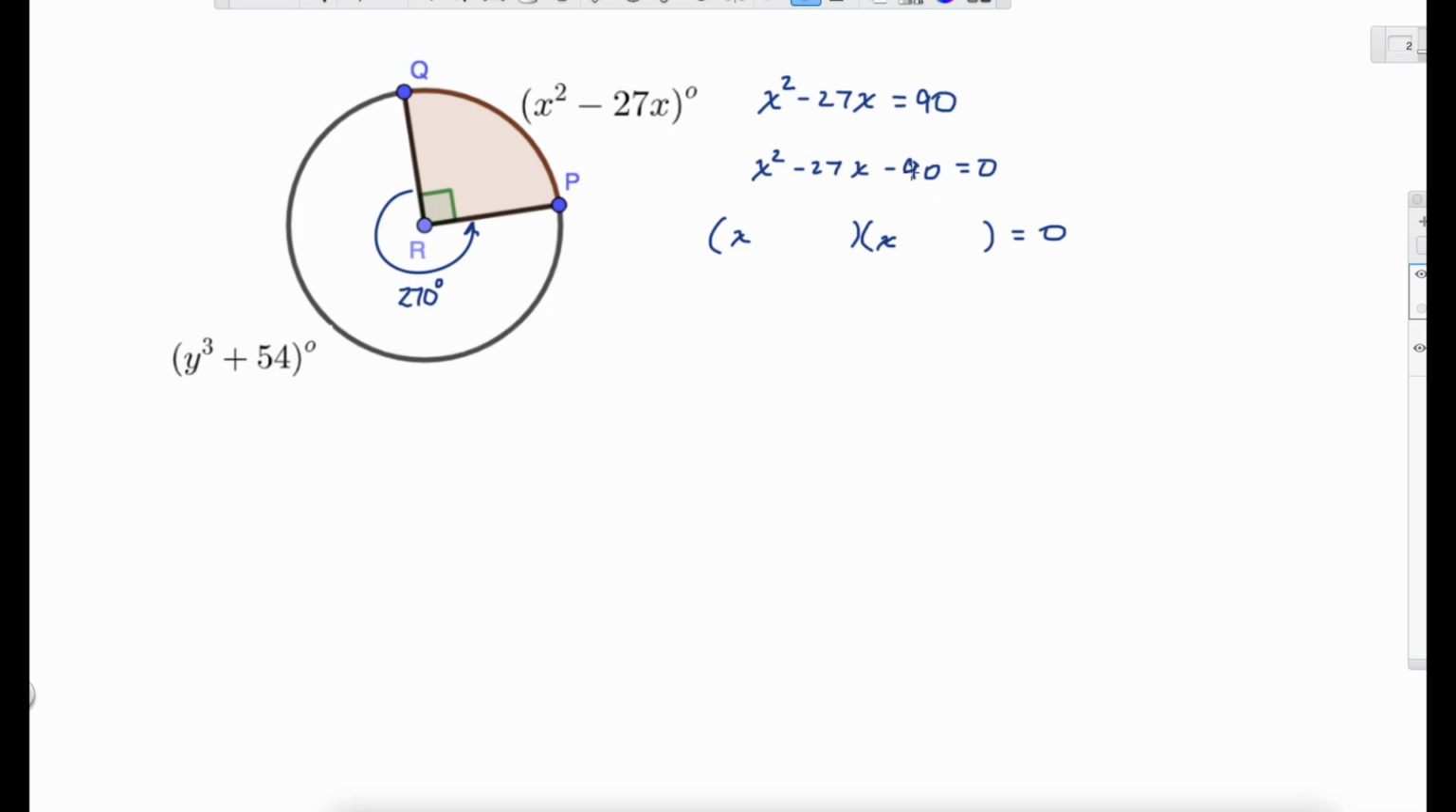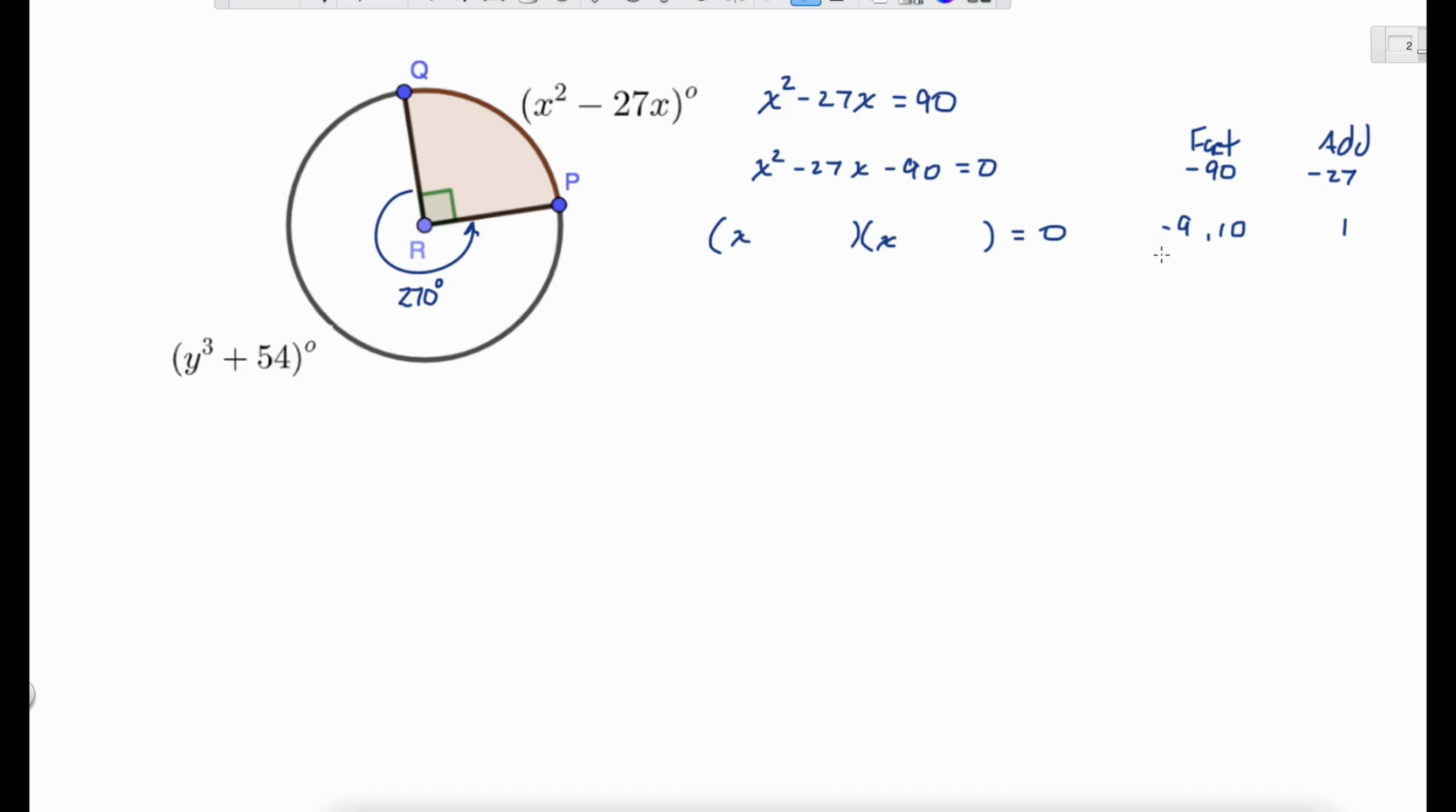And I want to find the factors of negative 90 that are going to add to negative 27. So, I mean, we can go negative 9 and 10 are factors of negative 90, but when I add these, I get 1. So it doesn't work.